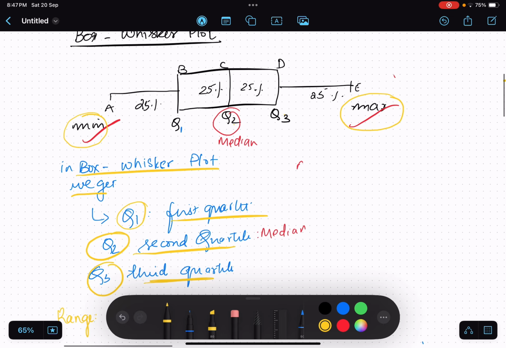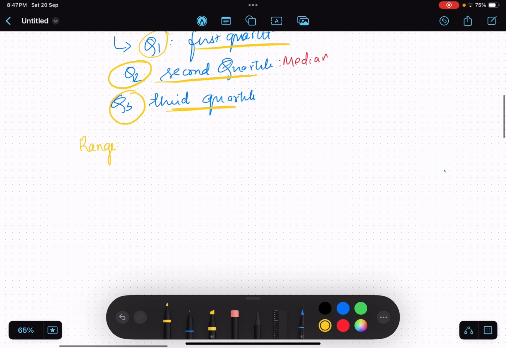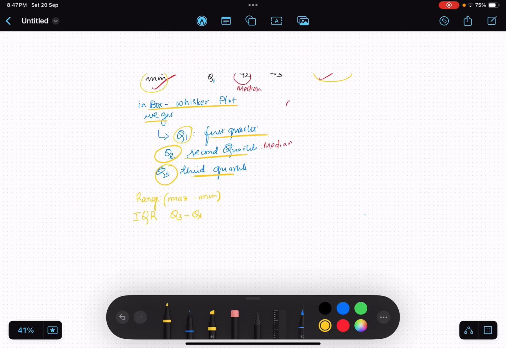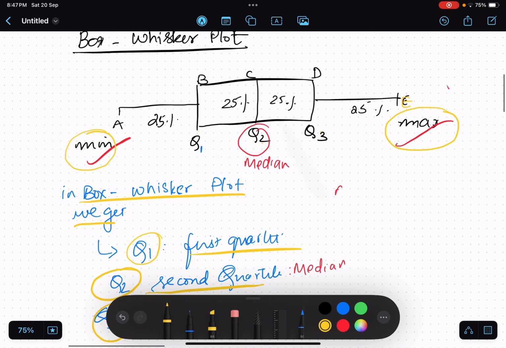A is the minimum value, here E is the maximum value. So range will obviously be maximum minus minimum. And there is another thing we can find, that is interquartile range, which is nothing but q3 minus q1. This is the interquartile range, q3 minus q1. Range is maximum minus minimum. Interquartile range is q3 minus q1. q2 will give us the median.